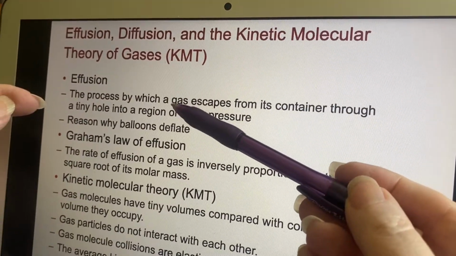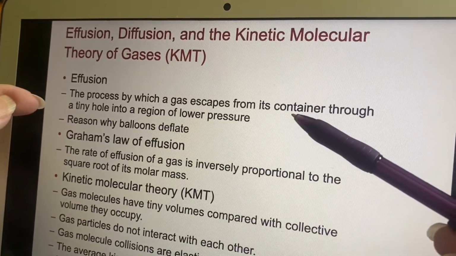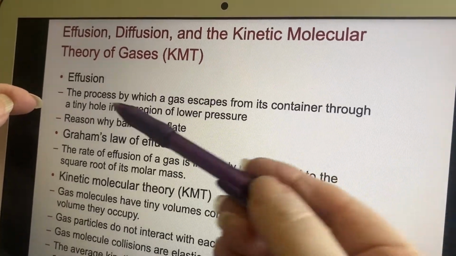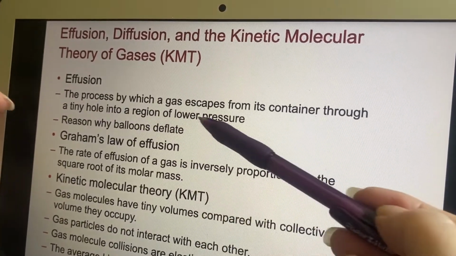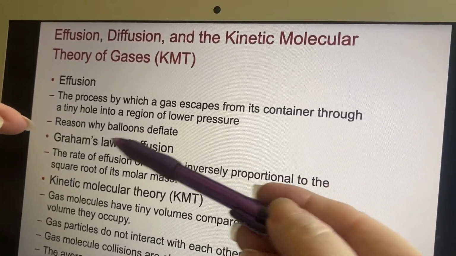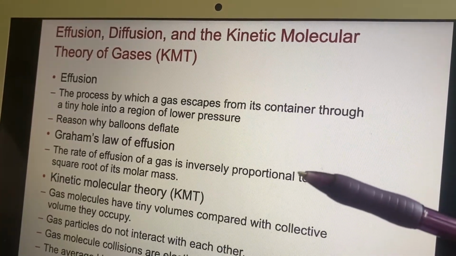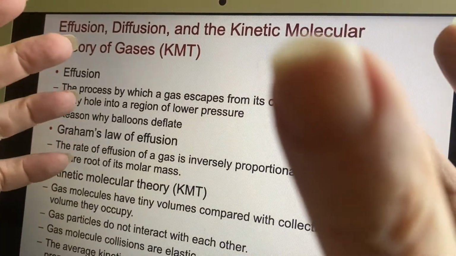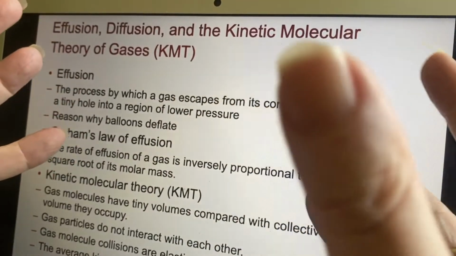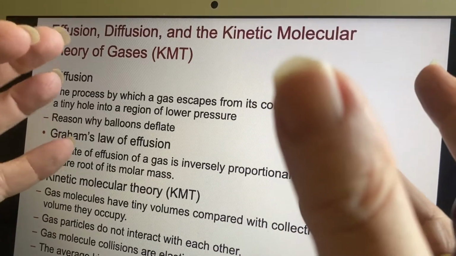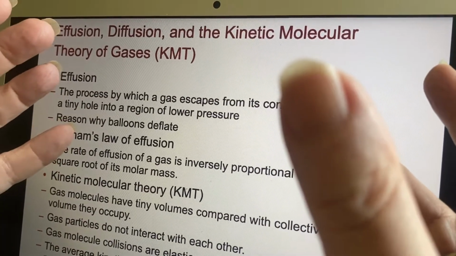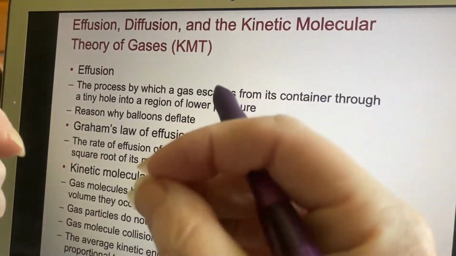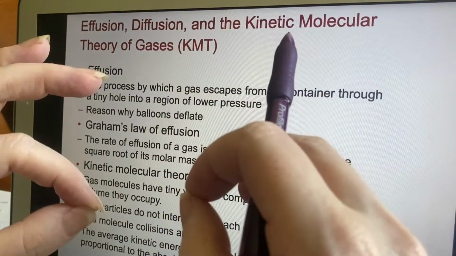Now, I mentioned effusion. This is when you see a gas going from whatever it is in through a tiny hole into a region of lower pressure. It's the reason why balloons gradually deflate, because you have a rubber style balloon. It's not perfect. There are tiny holes in it, very tiny.